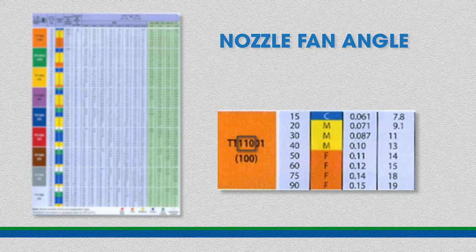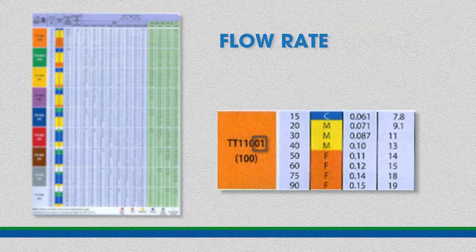The next three numbers, 110, refer to the nozzle fan angle. When this nozzle is operated at 40 psi, it creates a flat fan pattern that is 110 degrees wide. The last two digits represent the flow rate. If you look at that 01 and put a decimal between the 0 and 1, it's 0.1. So at 40 psi, this nozzle will output 0.1 gallons per minute.